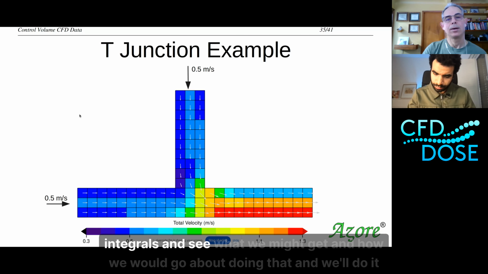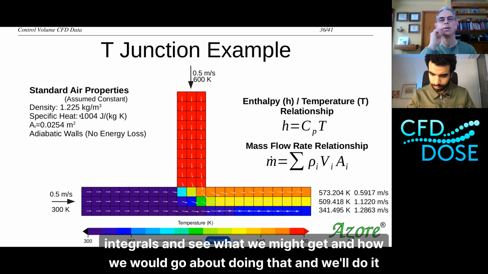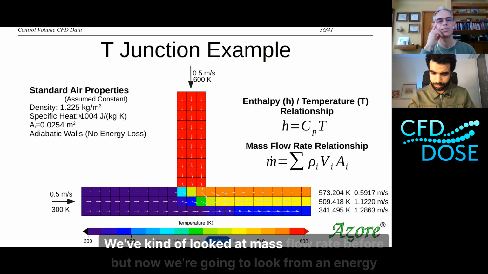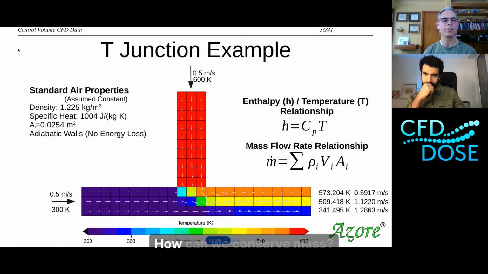So we're going to look at this T-junction, and we're going to do some example surface integrals and see what we might get and how we would go about doing that. And we'll do it from an energy standpoint. We've looked at mass flow rate before, but now we're going to look from an energy standpoint. How can we conserve energy?